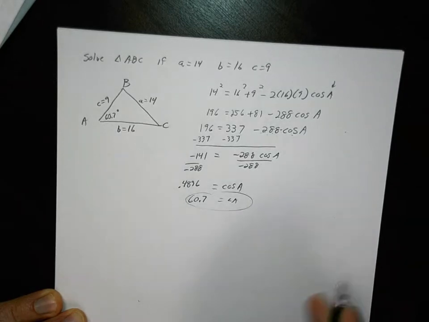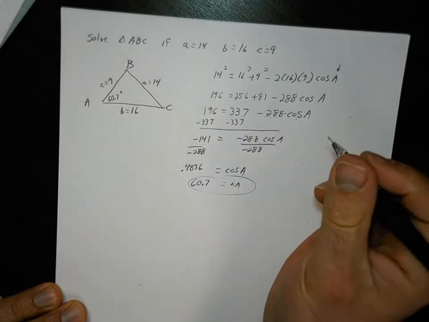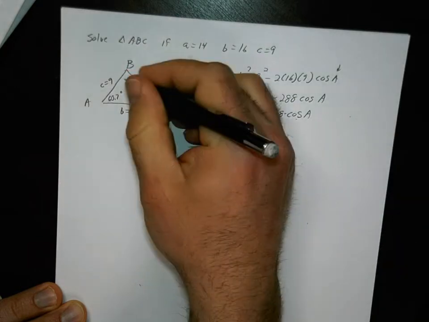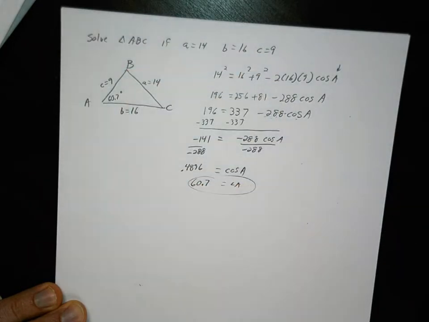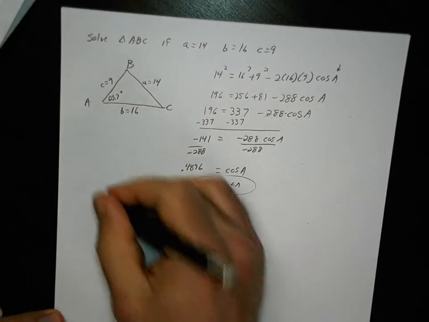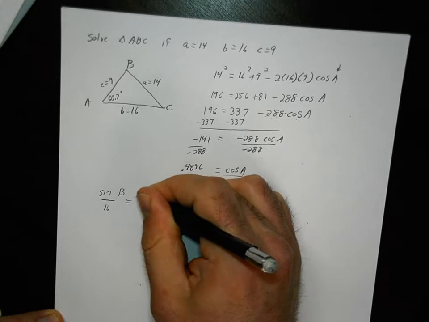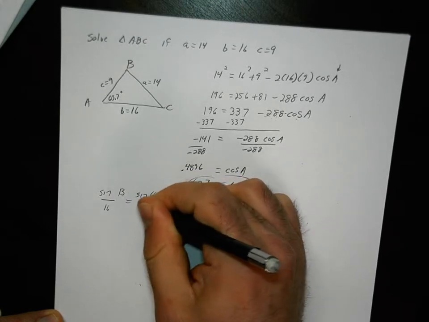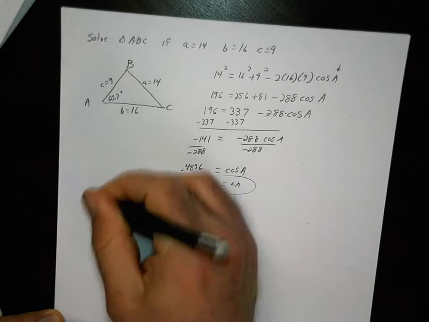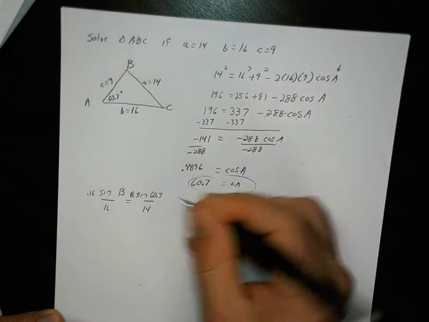Okay, so we've got angle A. Now we have to find the other two unknowns. We could go law of cosines again, or we could go law of sines again. So, as a review, let's use the law of sines for angle B. Sine of B over 16 equals sine of 60.7 over 14. So multiply both sides by 16, times 16, those will cancel.